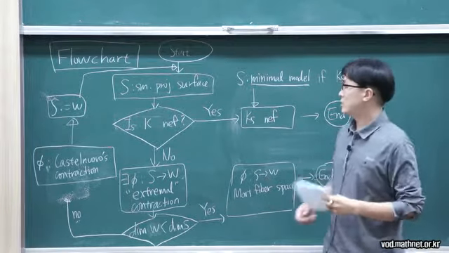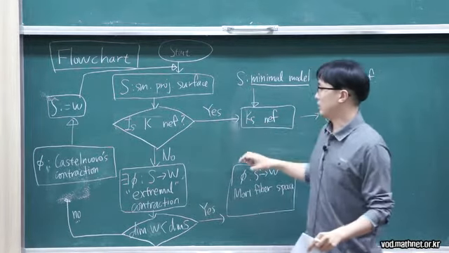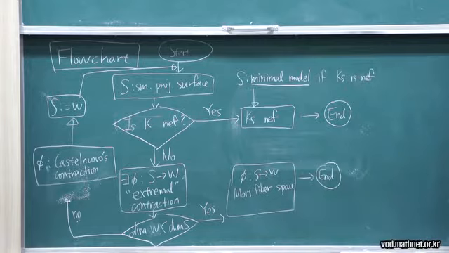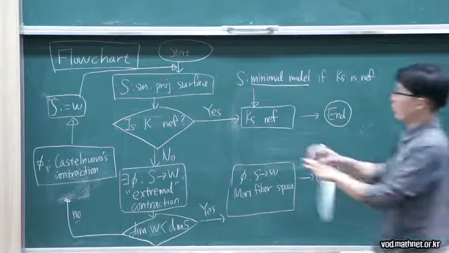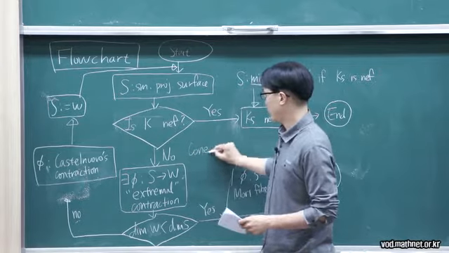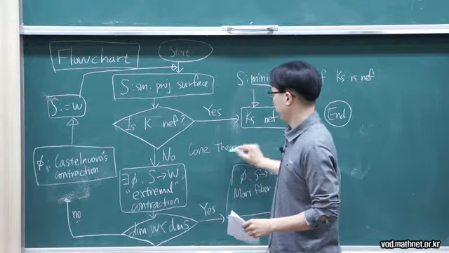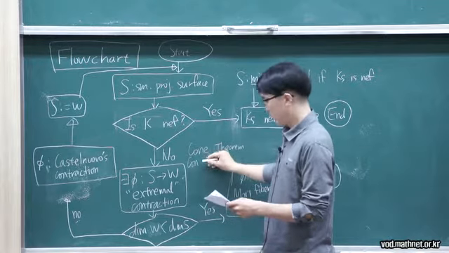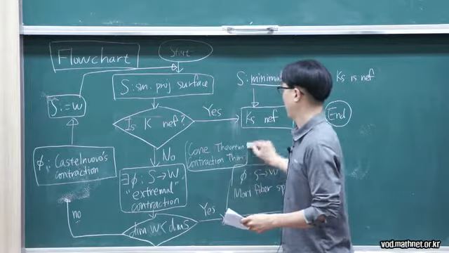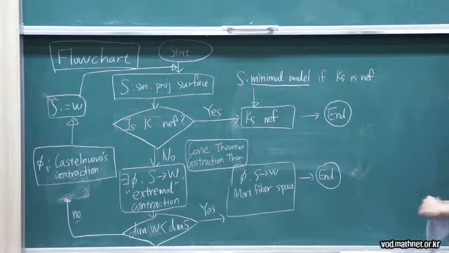For higher dimensional cases, it can be somewhat complicated, but the basic philosophy is the same. There are some bad things, so we need more precision, but anyway. For this process, we need the cone theorem and the contraction theorem, the contraction theorem to guarantee the existence of this extremal contraction. So this is MMP.